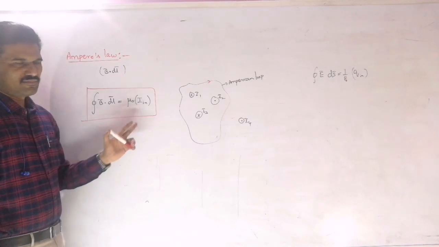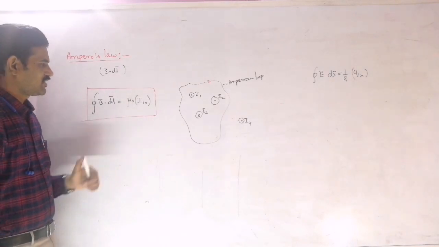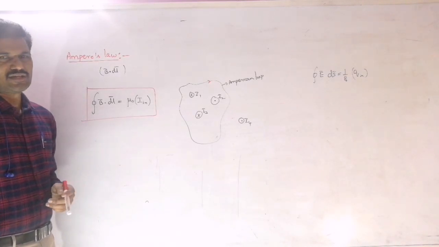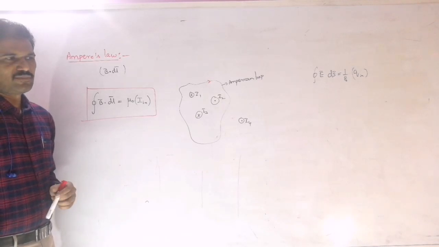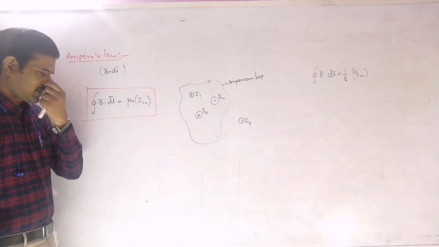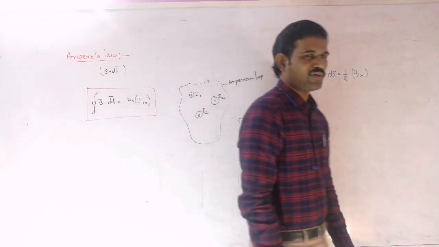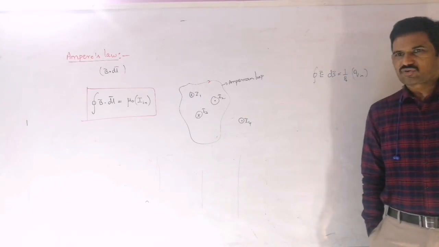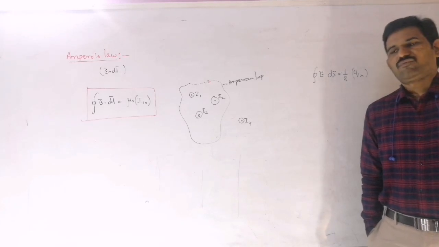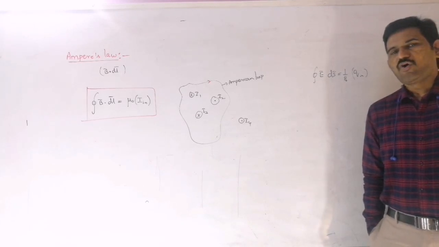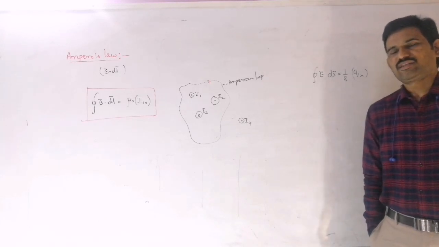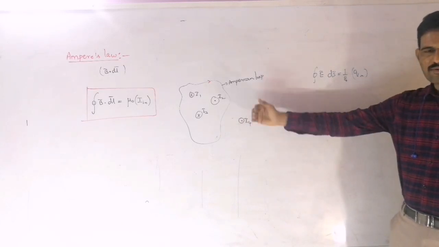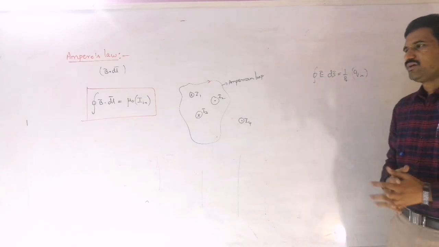Here, I net means the net current enclosed by the Amperean loop. In this we should not include the currents outside the Amperean loop. That means we should not discuss this I4 in this example, because I4 is outside that Amperean loop.